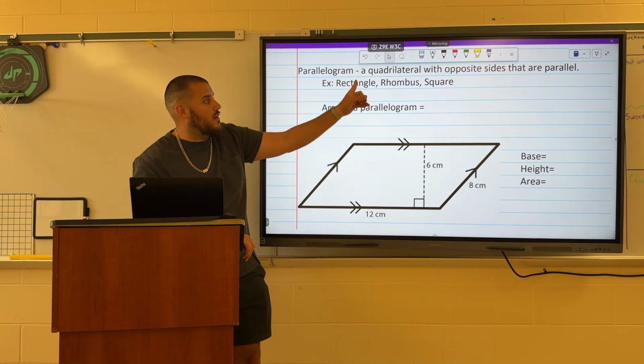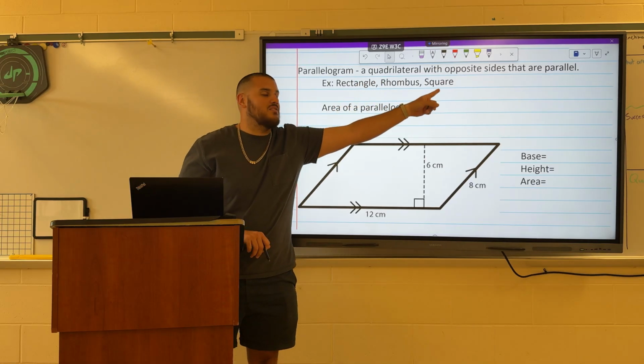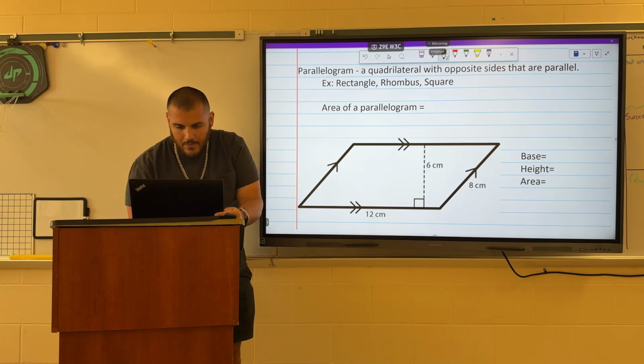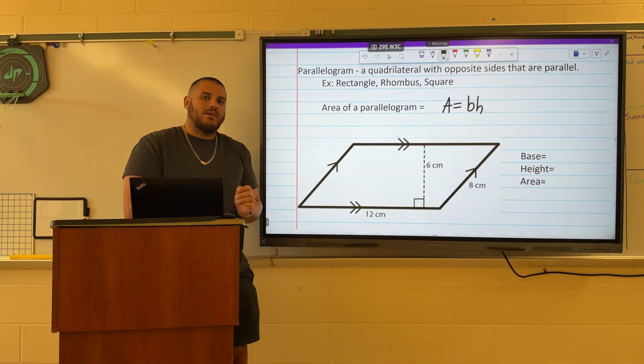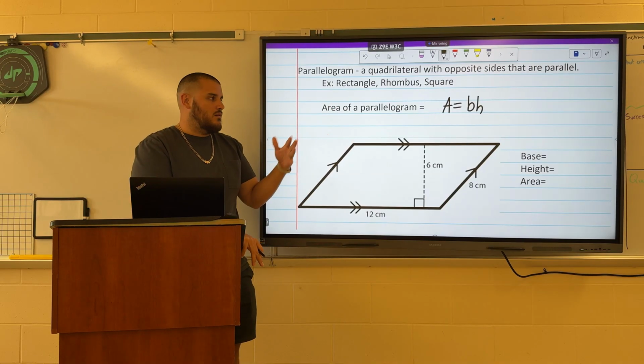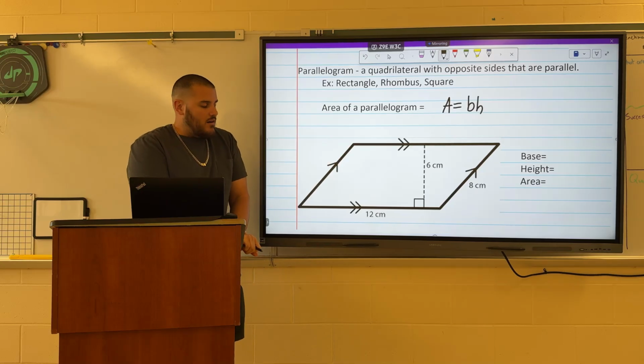For every parallelogram, so that's all rectangles, all rhombuses, all squares, they all have the same area formula, which is, I'm just going to write capital A for area, base times height. So if we can identify the base and the height of any parallelogram, we can calculate its area.